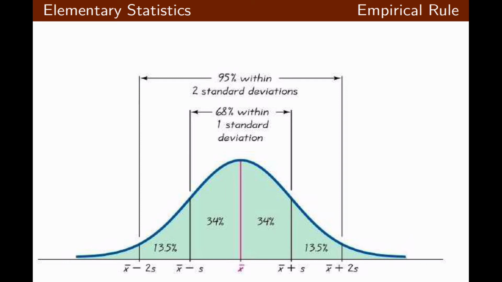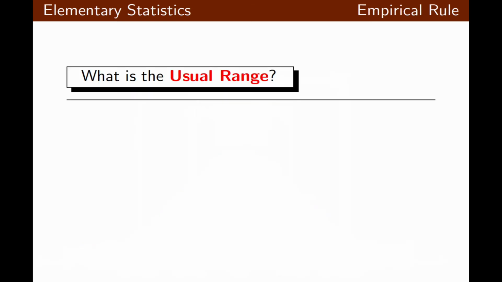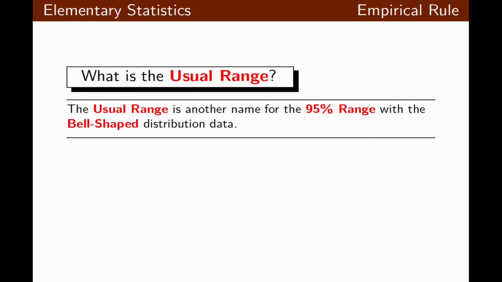On a bell-shaped distribution, the 68% will be within one standard deviation of the mean, and the 95% will be within two standard deviations of the mean. The usual range. Usual range is another name for the 95% range. This applies once the data has a bell-shaped distribution, and that happens when mean, mode, and median are either the same or approximately equal.